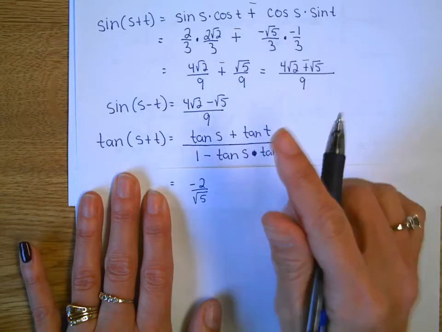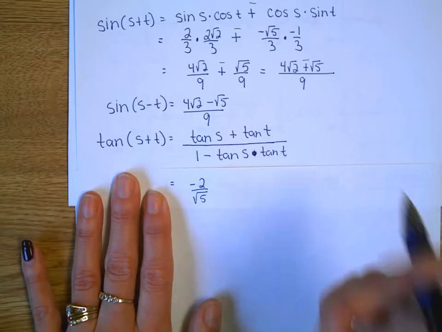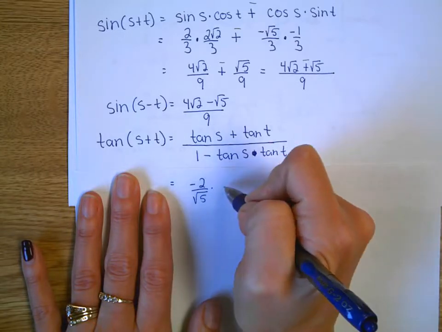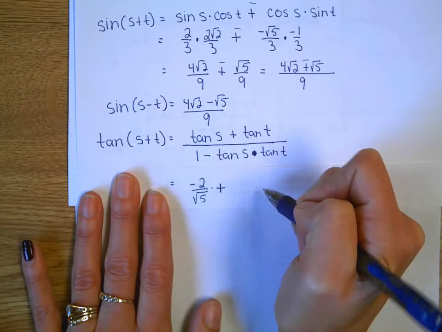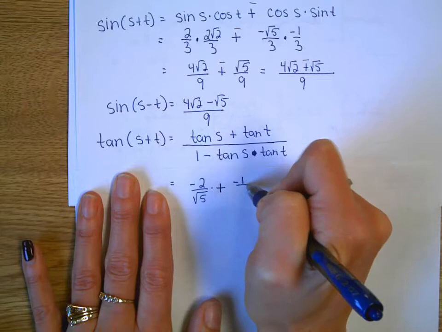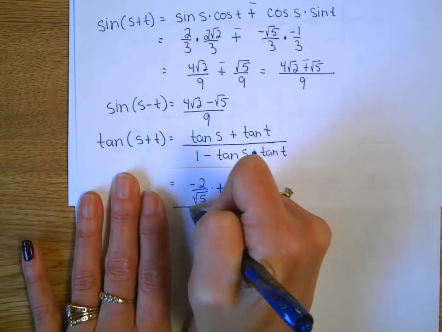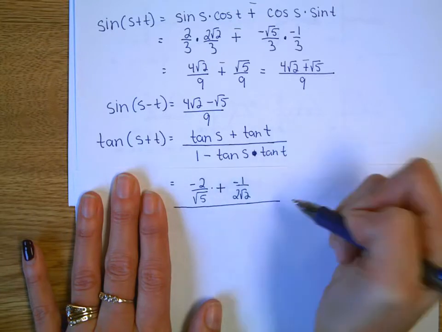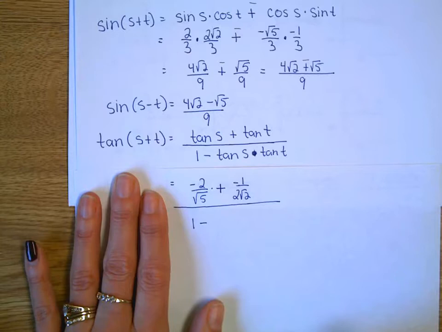Go to triangle S, opposite over adjacent. Now go over to T and get me the tangent. Tangent from T is negative 1 over 2 square root of 2. Then that's all over 1 minus those two things multiplied.